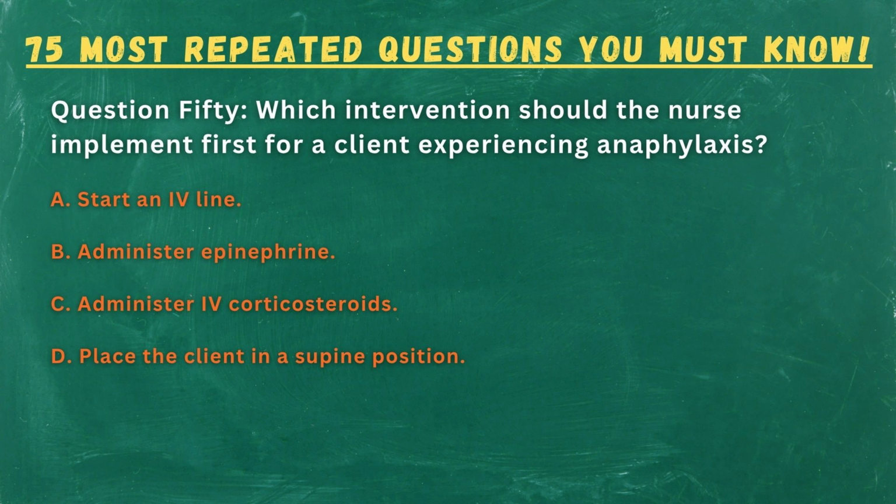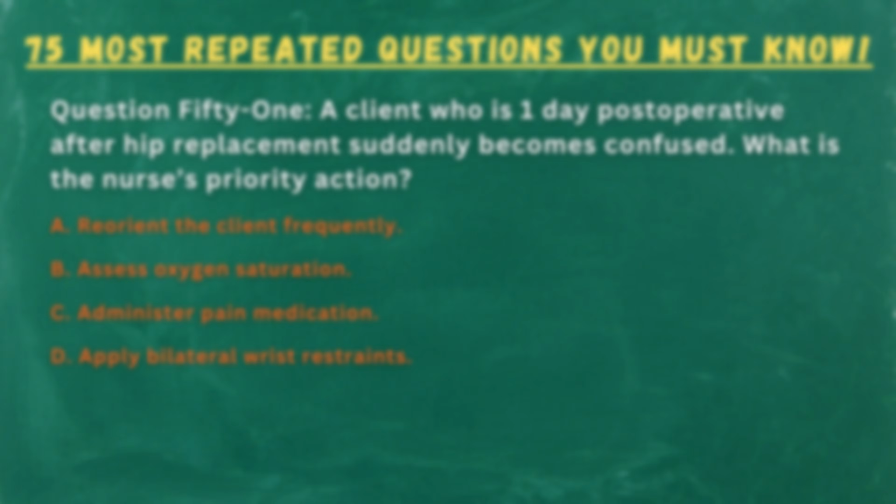Question 50. Which intervention should the nurse implement first for a client experiencing anaphylaxis? A. Start an IV line. B. Administer epinephrine. C. Administer corticosteroids. D. Place the client in a supine position. Answer. B. Administer epinephrine.